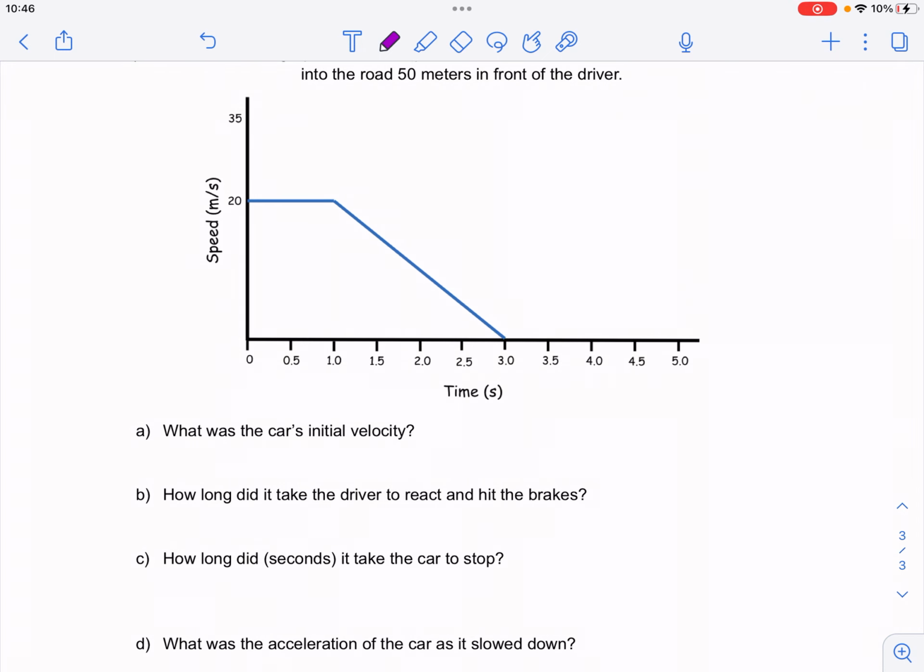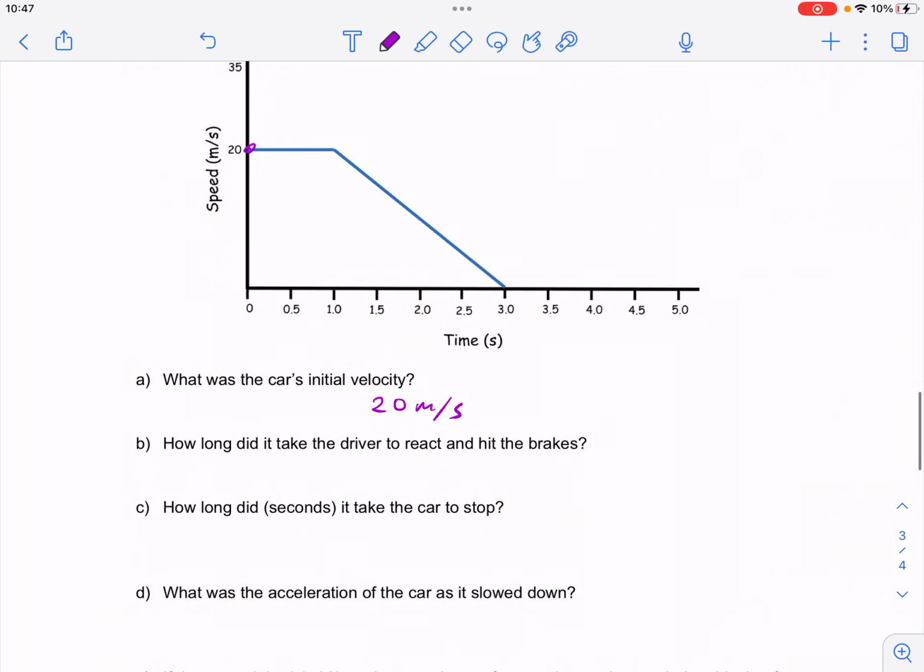Well, I can see initial means at time 0, and the car is traveling at 20 meters per second. Remember that that's not kilometers per hour, so 20 meters per second is actually a pretty fast speed. How long did it take the driver to react and hit the brakes? Well, it looks like the car doesn't start slowing down for a second, right? This is where the car starts slowing down. So I would say that the reaction time was about 1 second.